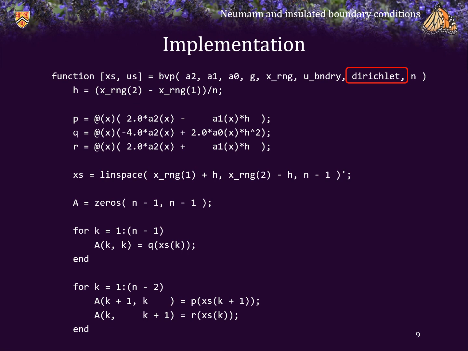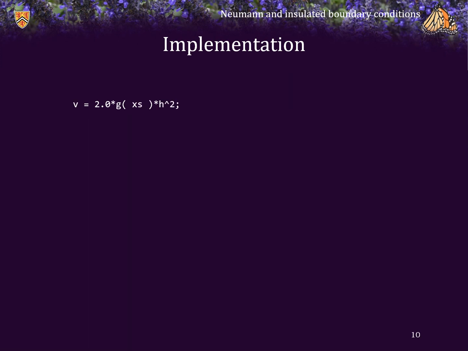Again, h is the same, p, q, and r are the same, the x values are the same, and then we create our matrix without updating any entries. So this just has the entries p, q, and r in the appropriate locations. Next, we create the right-hand vector, which initially is just twice the forcing function evaluated at each of the interior x values, each multiplied by h squared.